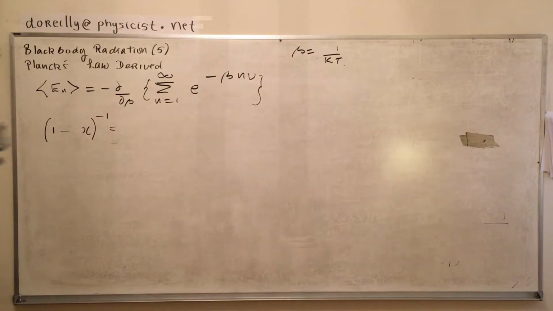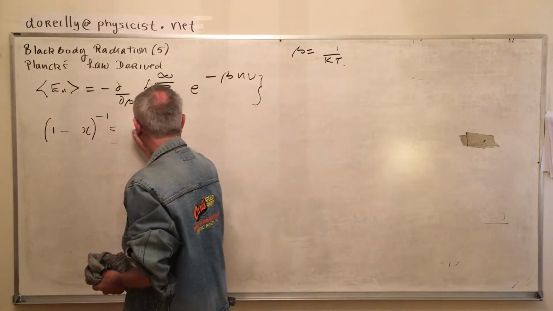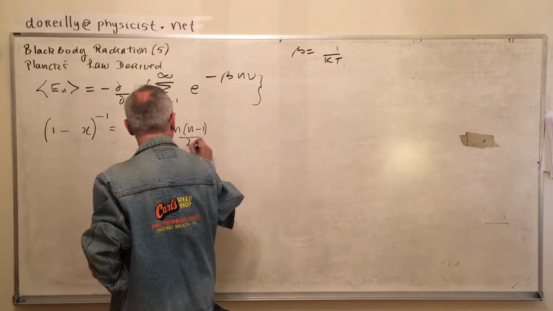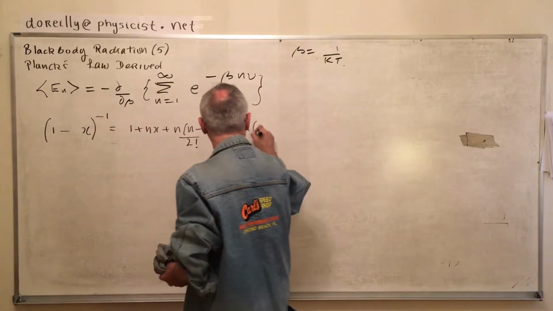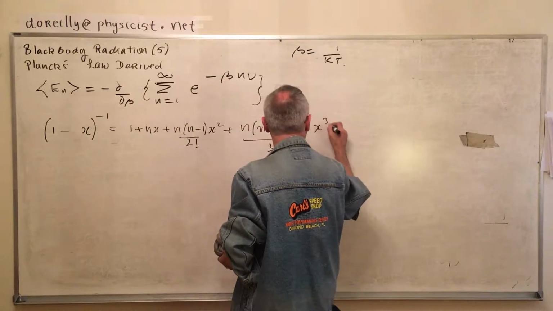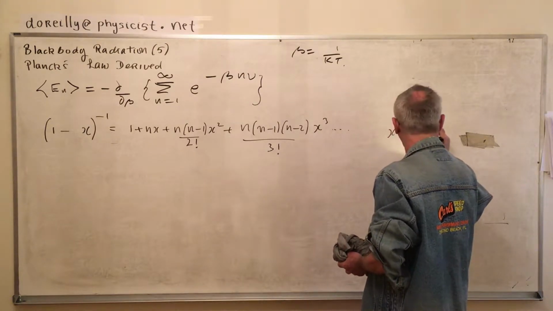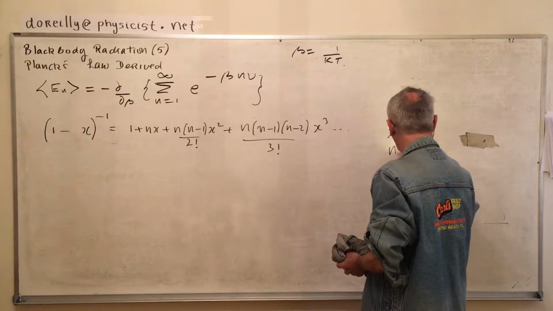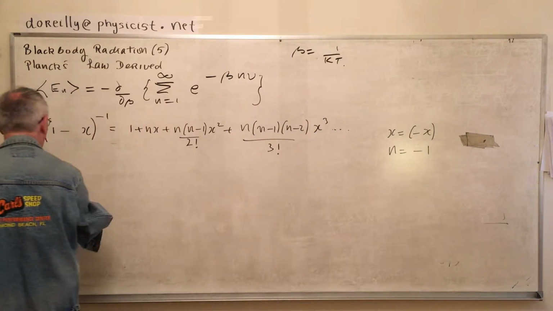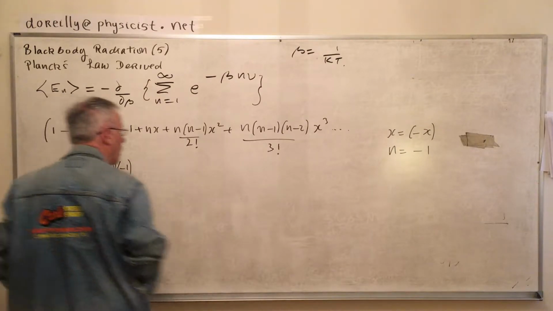Let's expand this guy out in a binomial series. In a binomial series, what do we get? Well, we get for a 1 plus nx plus n times n minus 1 over 2 factorial x squared plus n times n minus 1 times n minus 2 over 3 factorial x cubed, etc. Where x is minus x and n is minus 1. N is minus 1, x is minus x. So therefore we get 1 plus minus 1 times minus x.